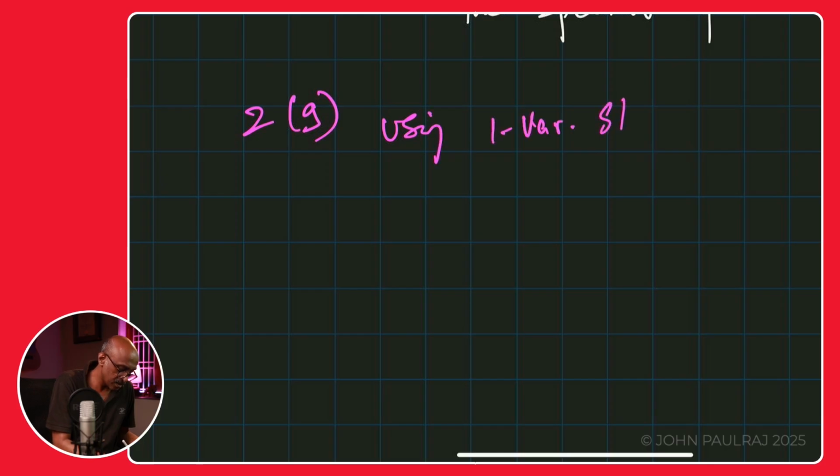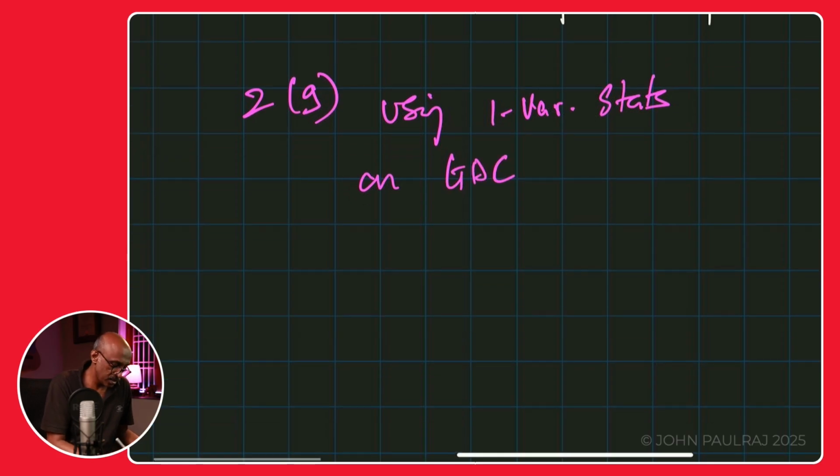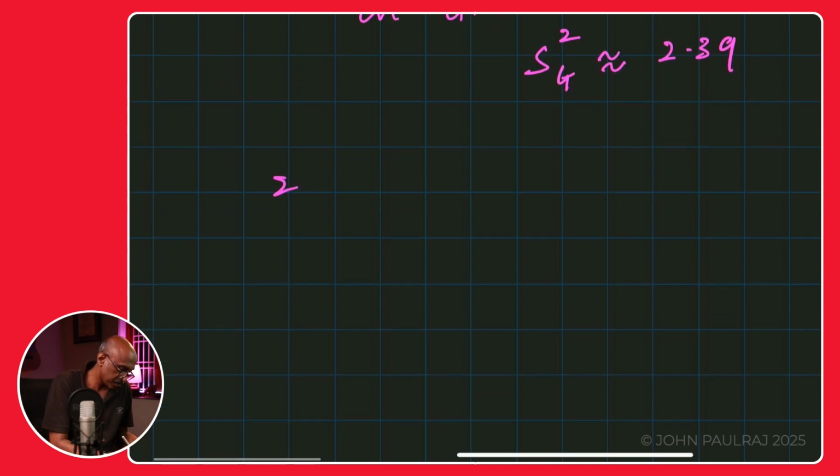All right, 2G, and we can say using one variable stats on the GDC. What was the notation? S, from Giles, the square is approximately equal to 2.39. Okay, that's good enough.